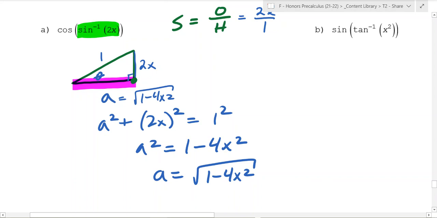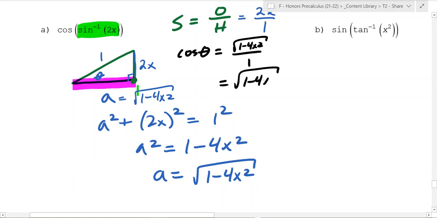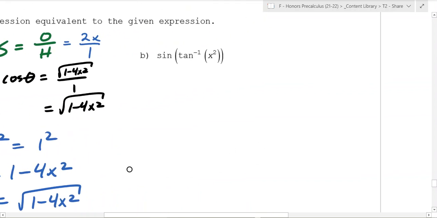Now, the question asks us the sine of what angle is 2x. Well, this is the triangle right here. So now we do the cosine of this triangle. The cosine of theta is going to be the adjacent over hypotenuse, which is root 1 minus 4x squared over 1, which is just the square root of 1 minus 4x squared. So what you have to do is build the triangle. Let's do one more of these.